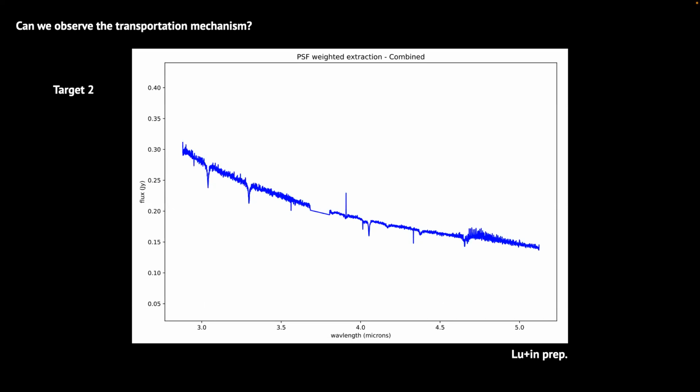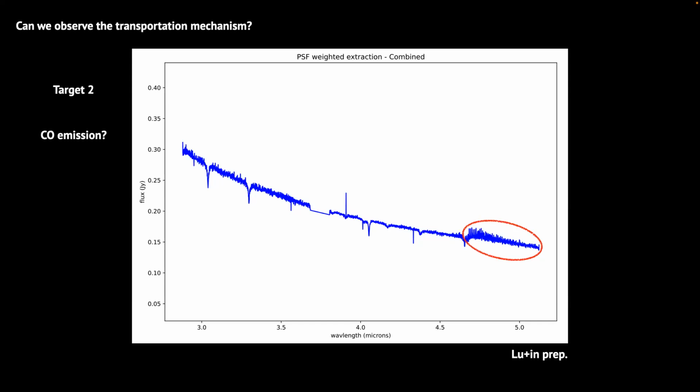And then we have target 2, that is HD 1488, where we do not have CO absorption, but we weirdly have CO emission, and we were not expecting it. We were expecting the CO to be in absorption because these systems are supposed to be edge-on. The CO is transiting in front of the star, and it's producing absorptions.